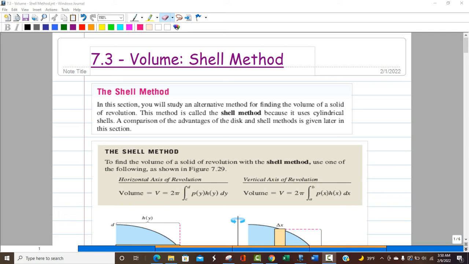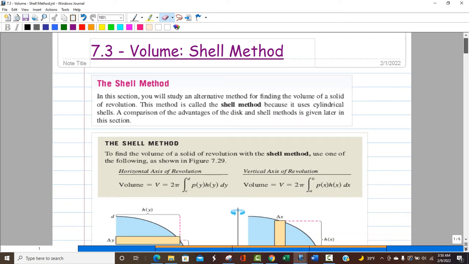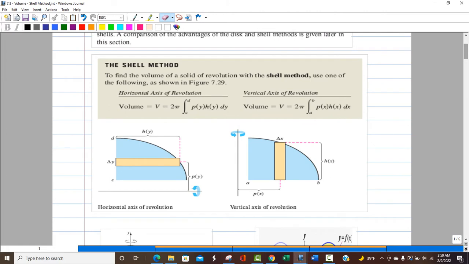Hello, this video is finding the volume of the solid of revolution using the shell method as an alternative to what we've learned with the disc and washer method. This is called the shell method because it uses cylindrical shells, which I'm going to give you a better image of than what you see out of this book in just a moment, and talk briefly about how the formulas come about here.